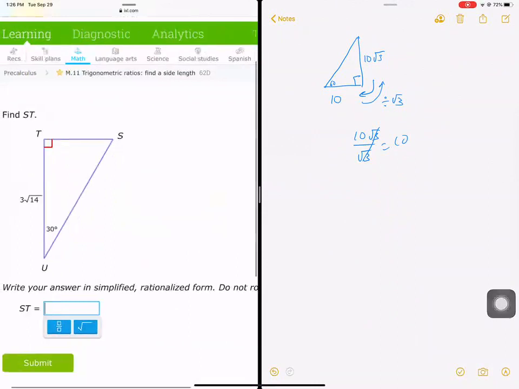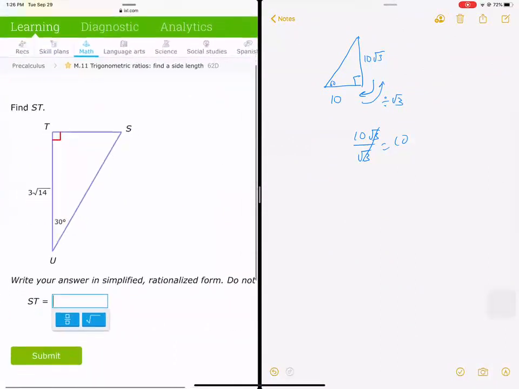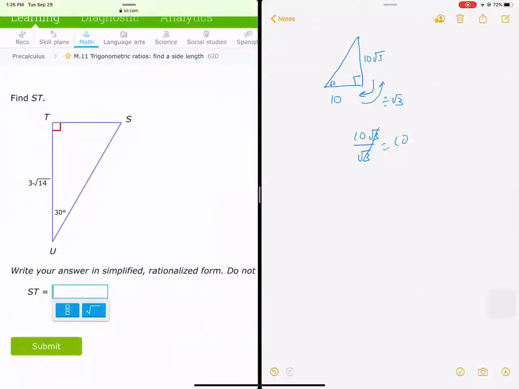Same idea here. I guess these were all special right triangles. Oh, that's kind of weird. Okay, now this is a trick question. Not a trick question, but this is a more difficult question that we need to do more algebra with.